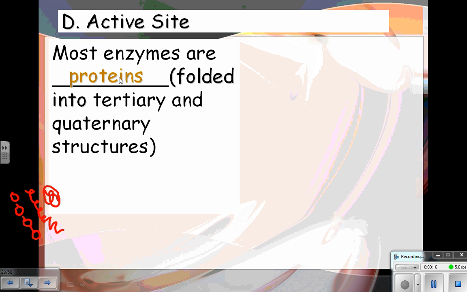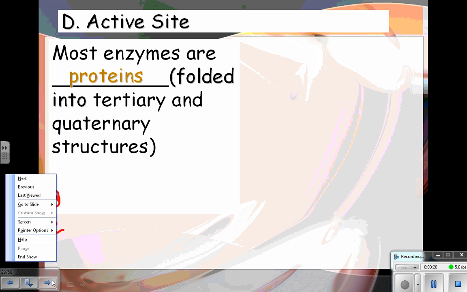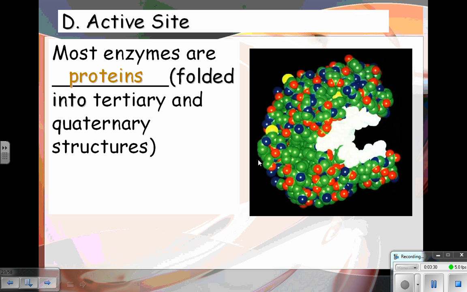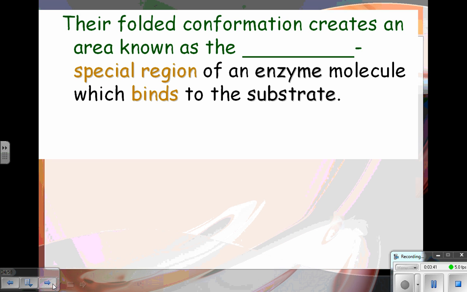So because enzymes are proteins, they can get folded into really special, unique shapes. If you have just one amino acid different, then the whole shape of the protein could be different. So the enzyme's shape is really important to see whether it will fit with the substrate. And so here's an enzyme. This is the part right here called the active site where the substrate will fit. The protein's folded conformation, that means its shape, creates an area known as the active site. It's a special region of the enzyme molecule which binds to the substrate.